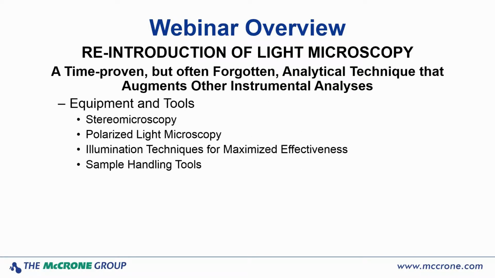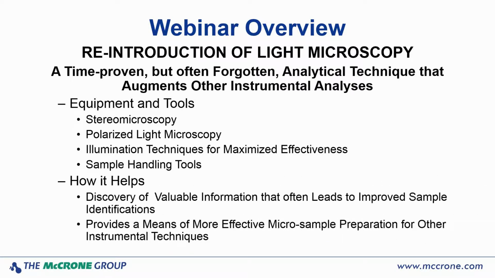We're going to start out by talking about some equipment and tools. We're going to talk about the stereomicroscope, the polarized light microscope, illumination techniques. We're going to spend quite a bit of time talking about and emphasizing illumination techniques. Too many techniques are not taken advantage of, so that we lose some effectiveness of our microscope. And finally, we're going to talk about a few sample handling tools, because it requires a different toolbox than if you're using macroscopic techniques.